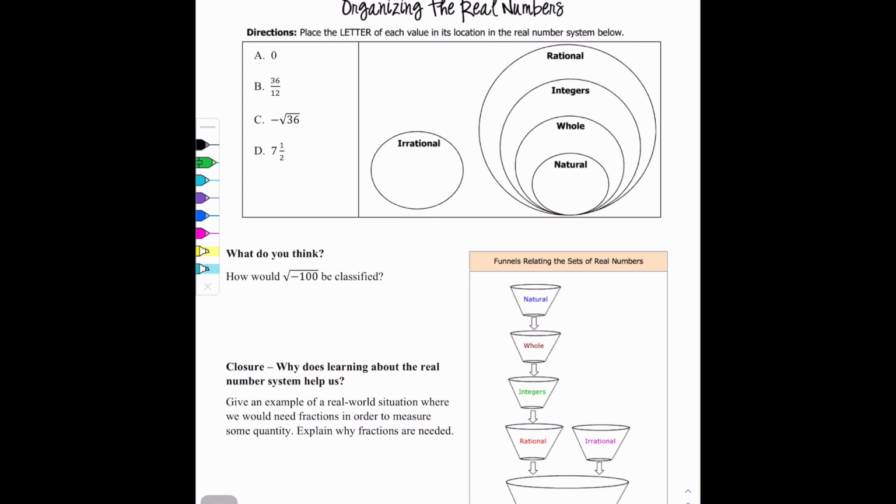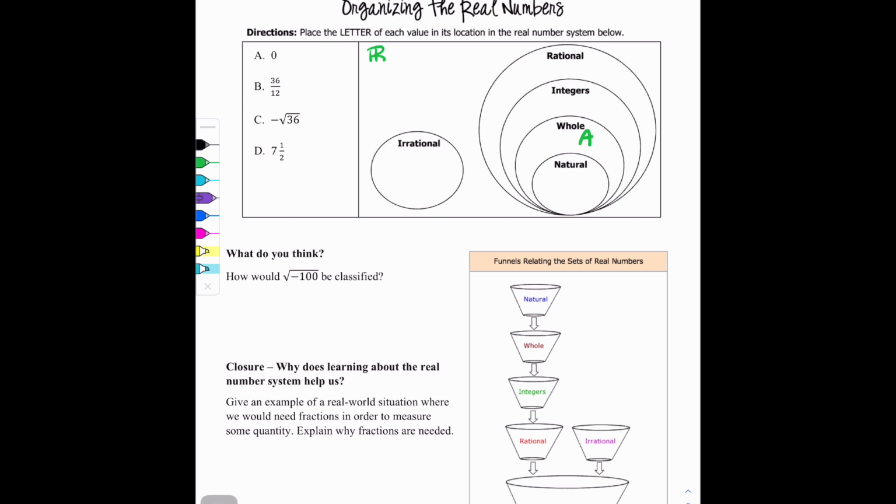So I'm going to take the letter A that represents 0, and I'm going to put it in the whole numbers. But if you look at the way this picture is, that also tells you all the other subsets that this belongs to. If it's whole, you can see that circle's inside the integers. It's also inside the rational, and it's also inside the larger box. This box in general represents the real number system. So I'll be able to tell you that 0 is a whole number, an integer, rational, and real right away because of where I place this in the diagram.